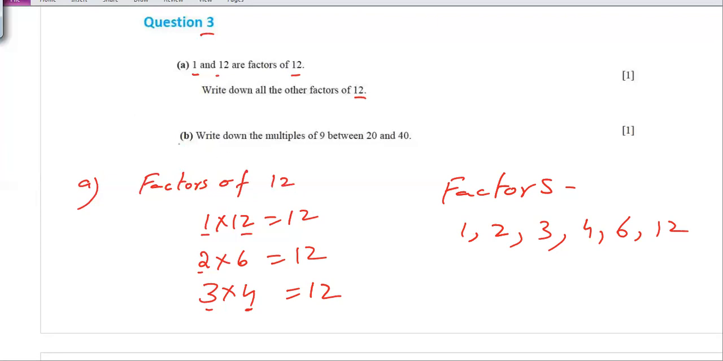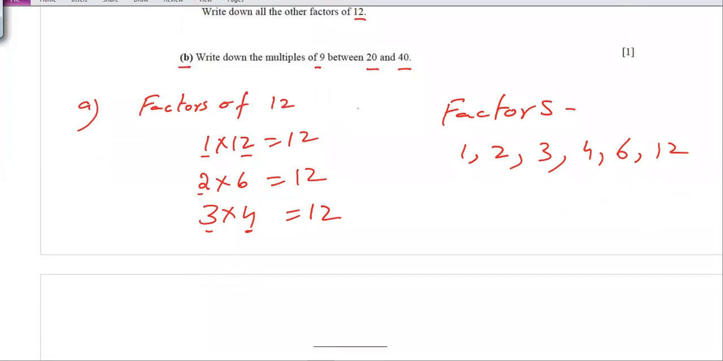Okay. Part B is write down the multiples of 9 between 20 and 40. What are the multiples of 9? You have to write those that are between 20 and 40. For example, 9 times 1 is 9, a multiple of 9. 9 times 2 is 18, so 18 is a multiple of 9. 9 times 3 is 27. So 27 is between 20 and 40, and that is why 27 is the first multiple.